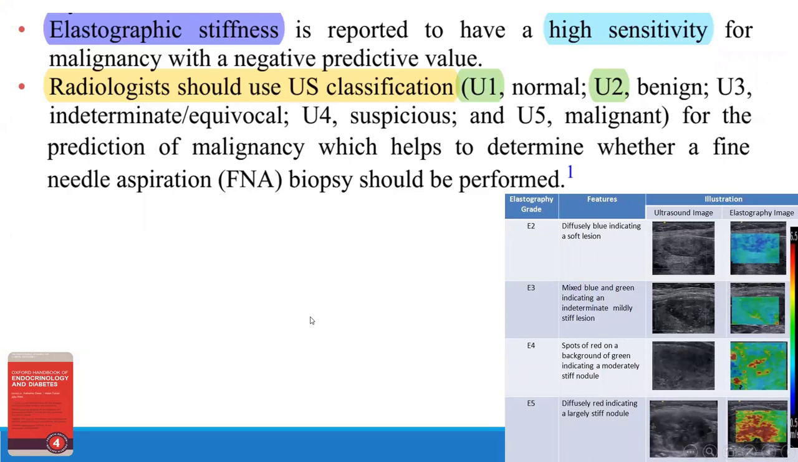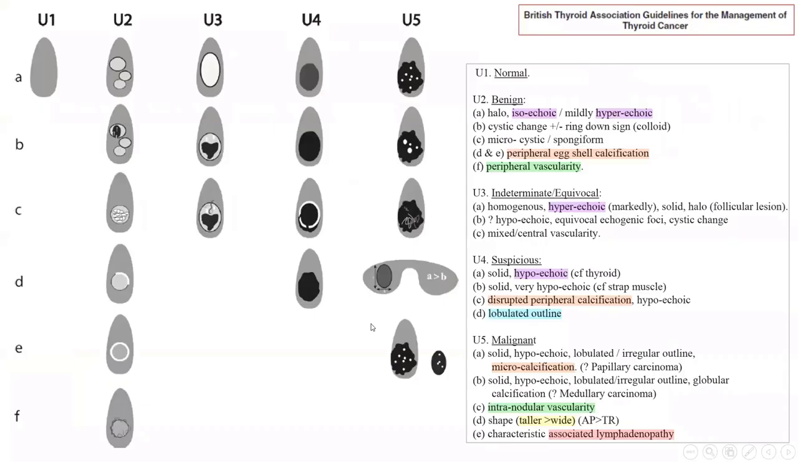Elastography stiffness is reported to have a high sense of malignancy with negative predictive value. Radiologists should use a US classification, which is published by the British Thyroid Association: U1, which is normal, U2, which is benign, U3, intermediate, U4, suspicious, and U5 is malignant. And we will discuss it later. This is a very important slide, actually.